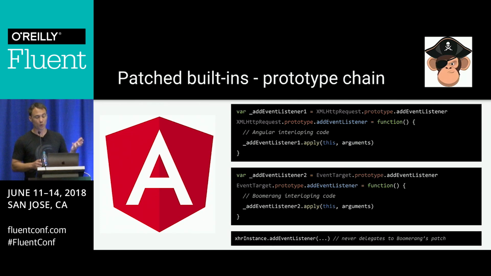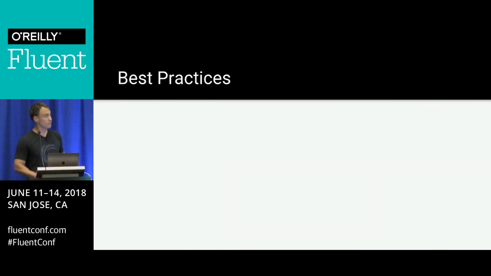Boomerang's interloping code will no longer execute because Boomerang's patch was never delegated to. So if a prototype method like addEventListener is patched, by the time your script executes, you no longer have the ability to patch at a higher level. Your code just won't execute.